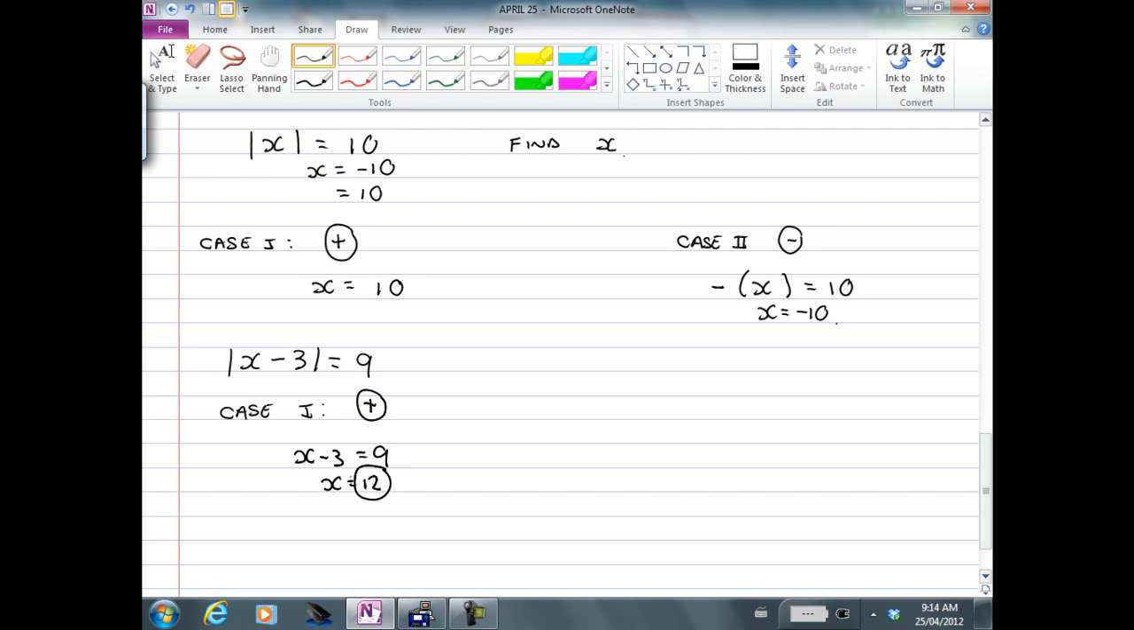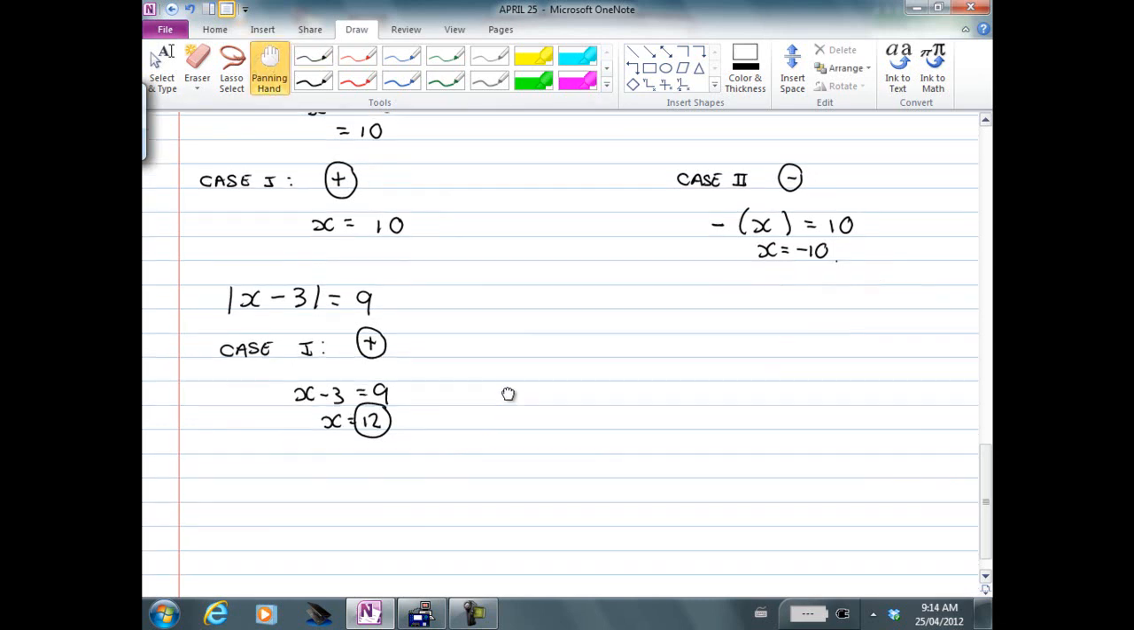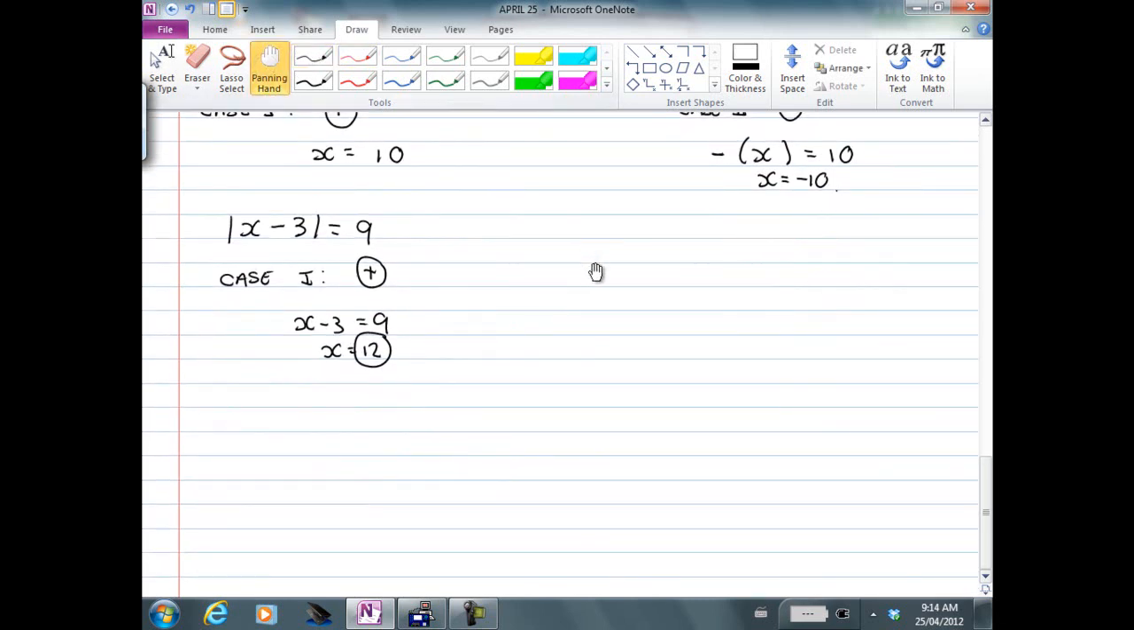Now when I do case 2, watch how I'm going to do case 2. I'm going to assume the stuff inside is negative. Case 2. This is going to be called a negative case. So I'm going to multiply the stuff inside by a negative. This is crucial. Make sure you have brackets. If you don't have brackets, you're going to make errors. Negative of (x minus 3) equals 9.